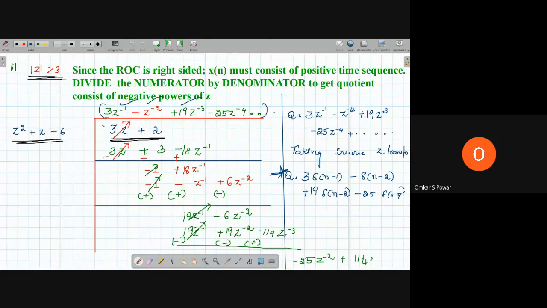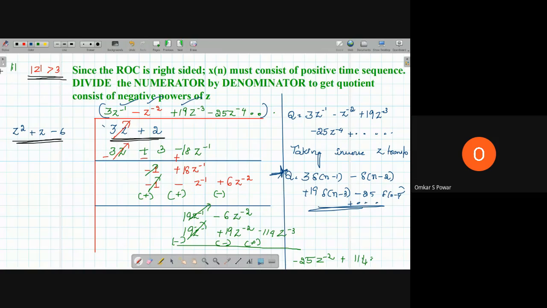Then you divide. This division you have learnt in your PUC or your mathematics M1, M2, so it is easy for you to divide, get the quotient, and then take the inverse. Inverse is easy. So z to the power of minus 1 is del of n minus 1, z to the power of minus 3 is del of n minus 3, z to the power of minus 2 is del of n minus 2. Those things you can do here, plus so on.